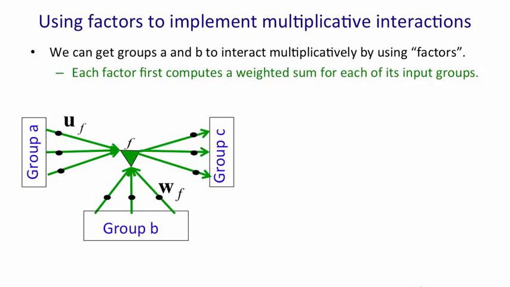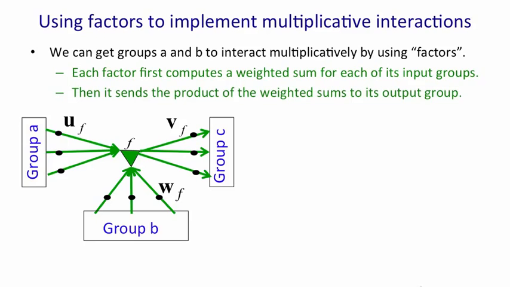We now multiply those two numbers together, and that gives us a scalar, and we use that scalar to scale the outgoing weights v in order to provide input for group C. So the input to group C is just the product of the two numbers that come into the two vertices of the triangle times the outgoing weight vector v.